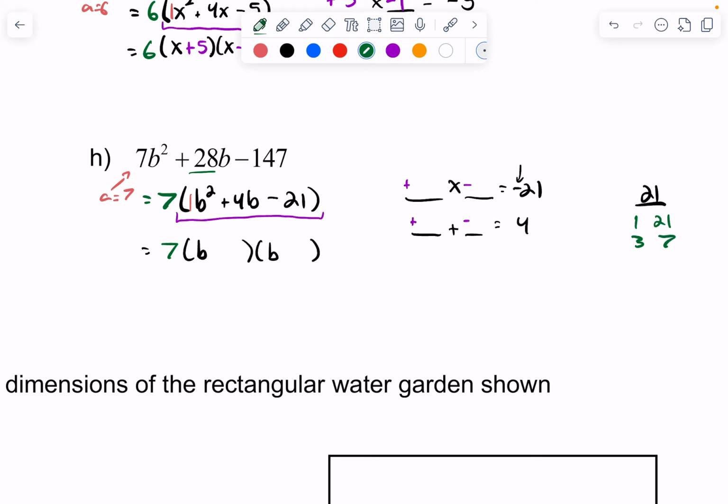And there we go. Because if I want to make this positive 4, I know that if I make this negative 3 and this plus 7, that would give you positive 4. So it's 7 and minus 3.